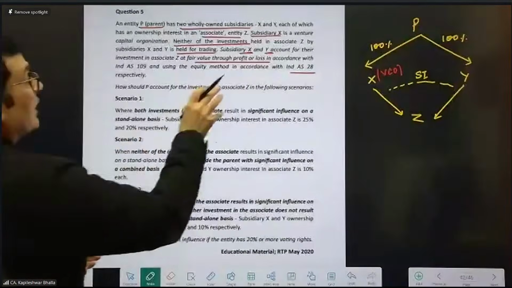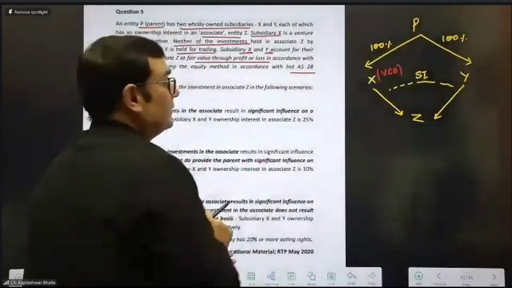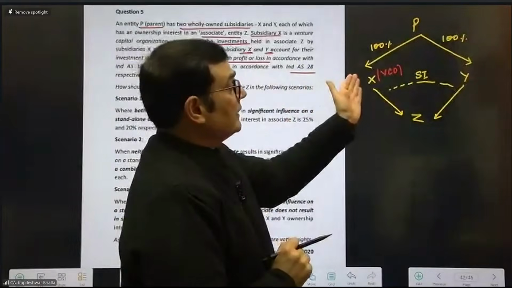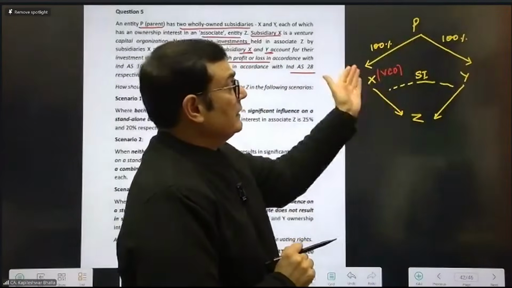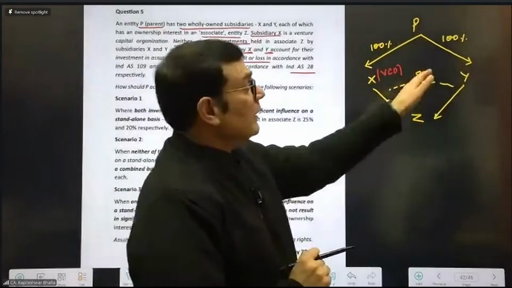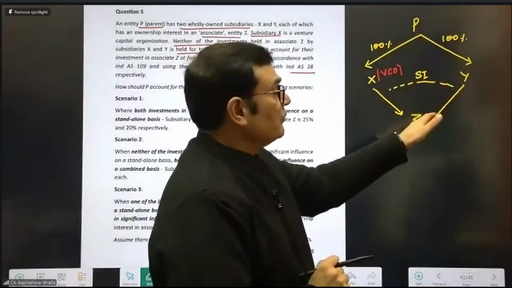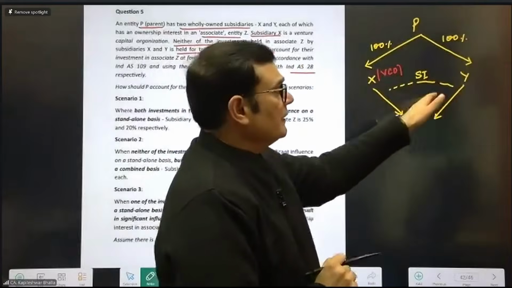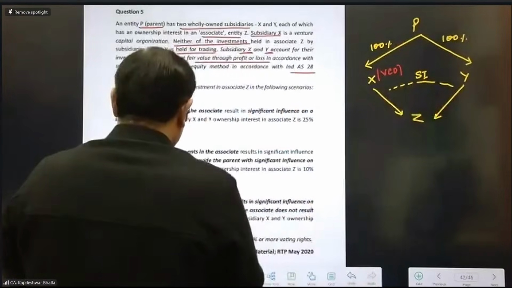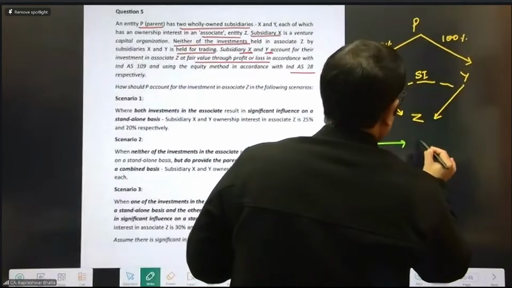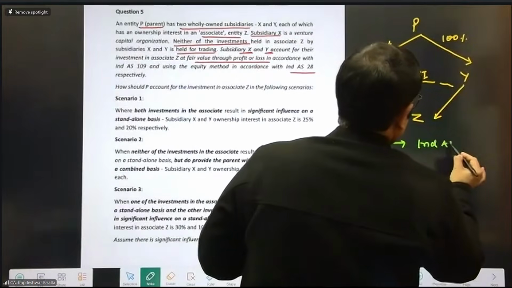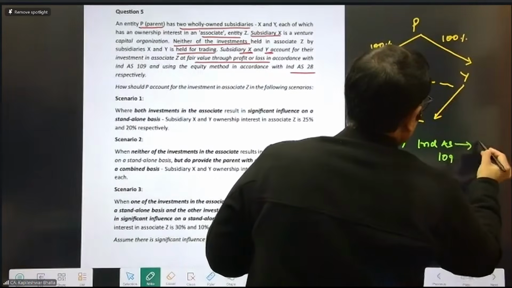So he's given you how X and how Y are accounting. X is applying para number 18, and by applying para 18 he's taking FVTPL. Y is not getting the benefit of para 18, so he is applying Ind AS 28. So he tells me the status that as far as X in its standalone financials is concerned, it is applying Ind AS 109, that is FVTPL.